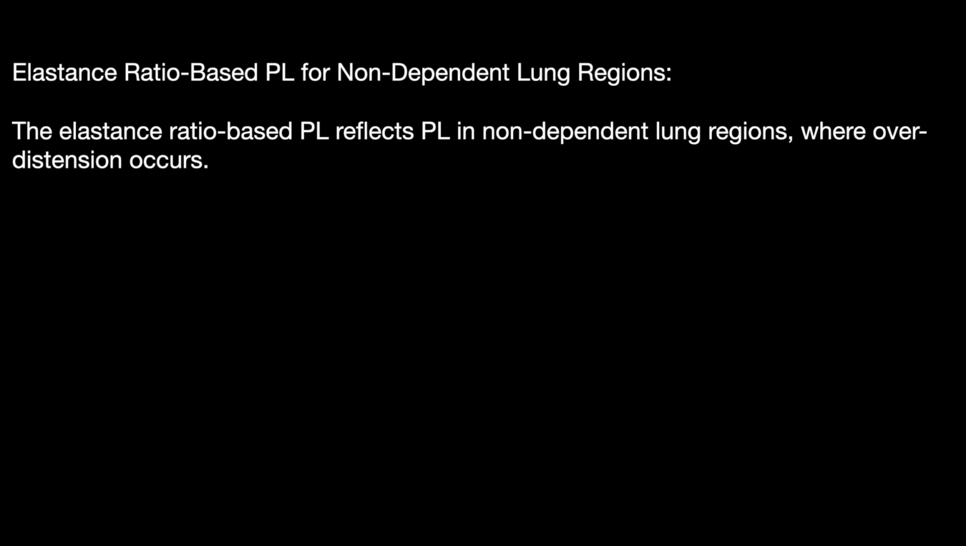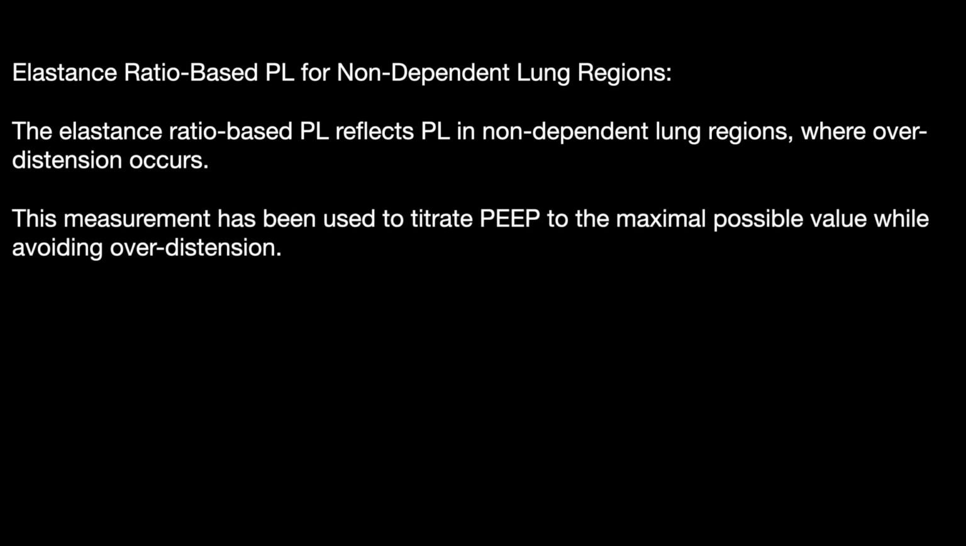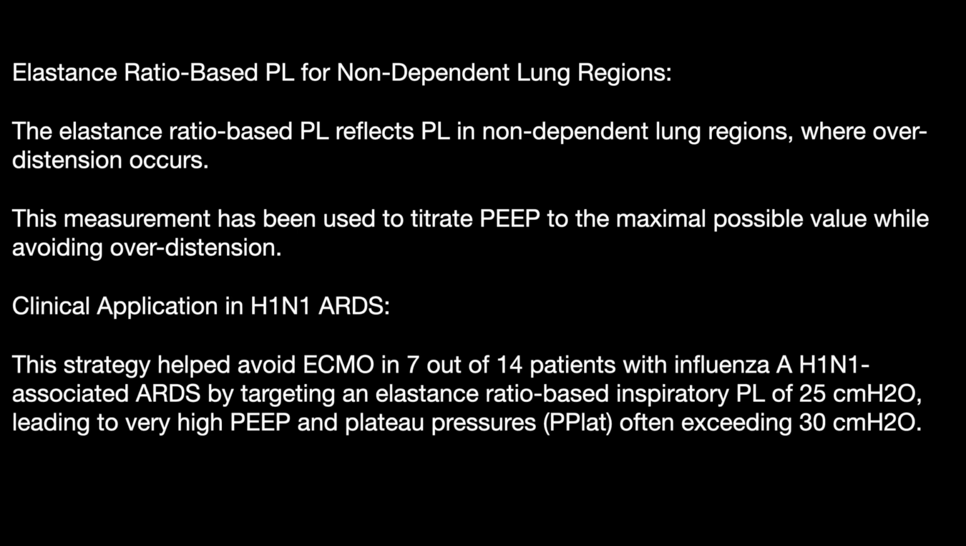Now, elastance ratio based transpulmonary pressure for the non-dependent lung regions. The elastance ratio based transpulmonary pressure reflects the transpulmonary pressure in the non-dependent lung regions where over distension occurs. This measurement has been used to titrate PEEP to maximal possible value while avoiding over distension. Clinical application in H1N1 ARDS. This strategy helped avoid ECMO in 7 out of 14 patients with H1N1 ARDS.